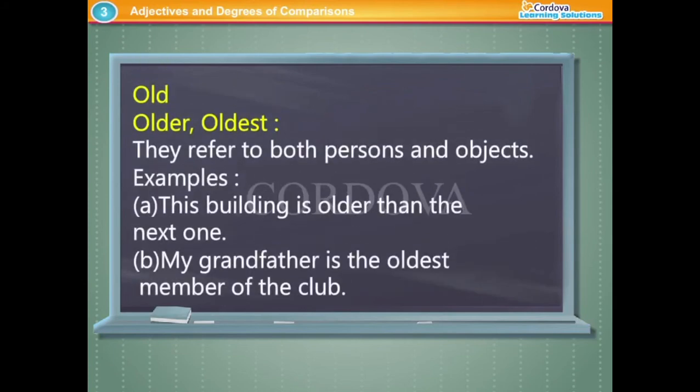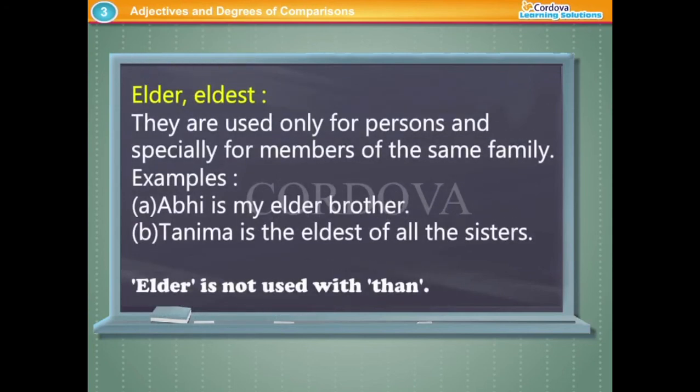Old, older, oldest. They refer to both persons and objects. Examples: This building is older than the next one. My grandfather is the oldest member of the club. Elder, eldest. They are used only for persons and especially for members of the same family. Examples: Abhi is my elder brother. Tanima is the eldest of all the sisters. Elder is not used with than.